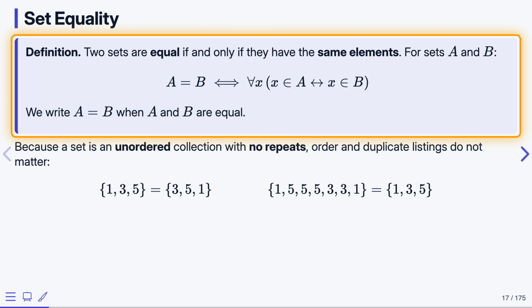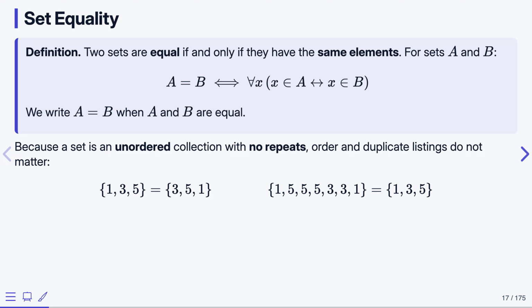Now we say precisely when 2 sets are equal. Two sets are equal if, and only if, they have exactly the same elements. In symbols, A equals B if and only if for all x, x is in A exactly when x is in B. The two-headed arrow means exactly when.